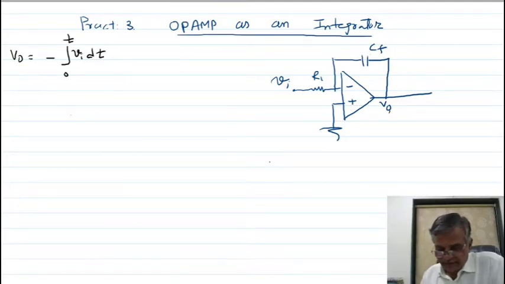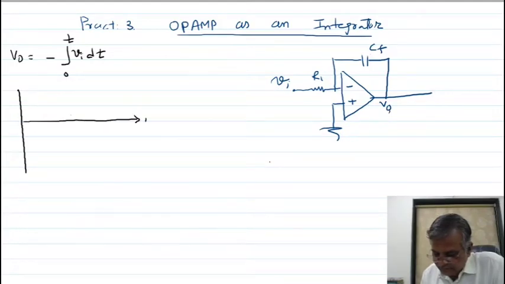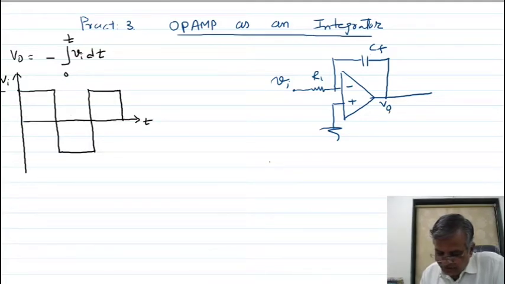So this is the equation of the output voltage. Now let us apply the square wave, then what will be your output. I am applying a square wave as the input signal. This is my input signal Vi. This is the square wave having amplitude A. This is 0 to T by 2. This is T.